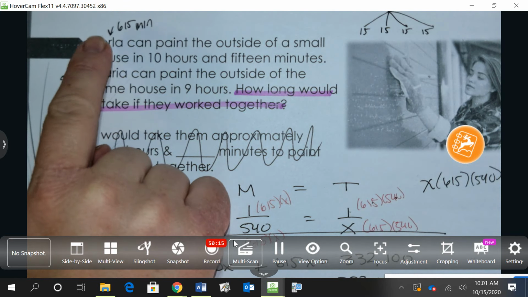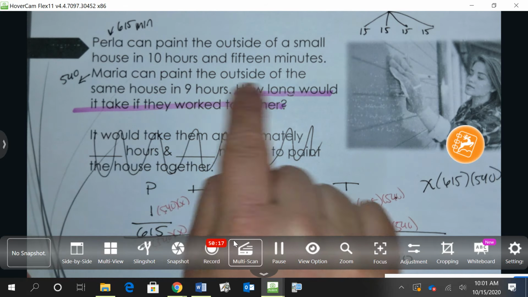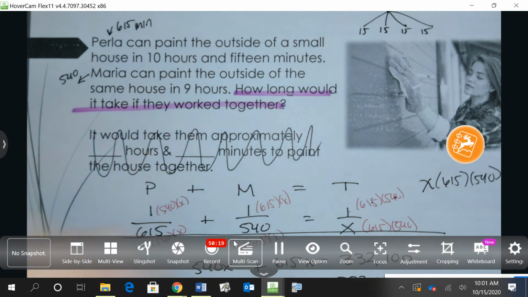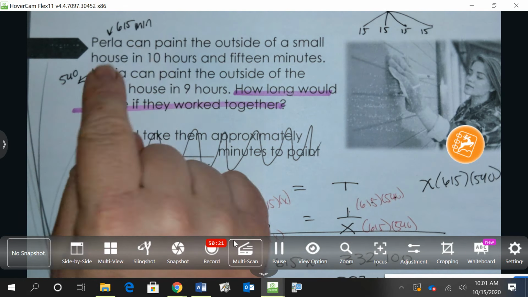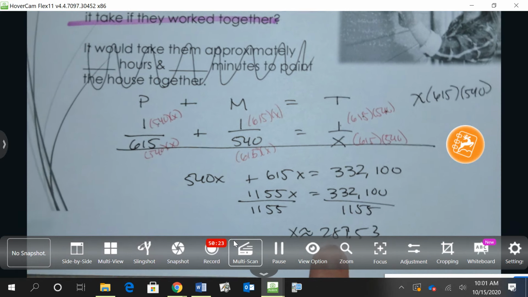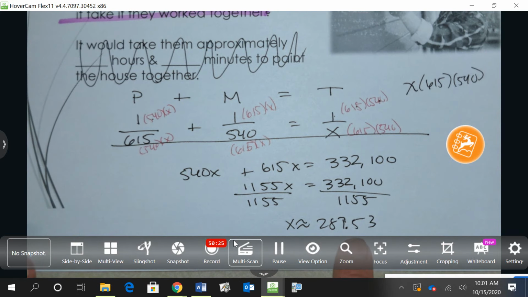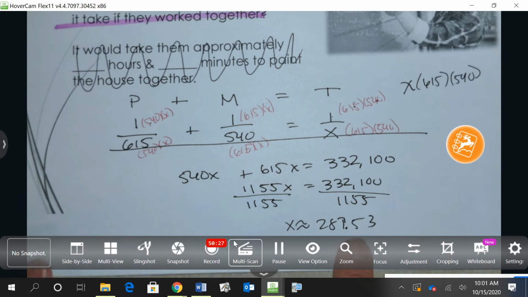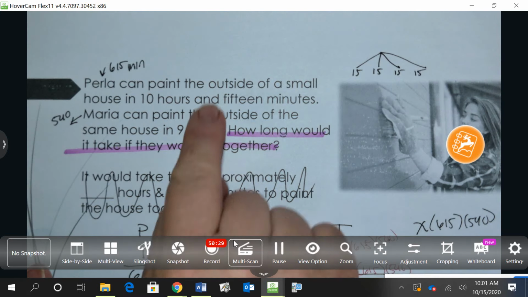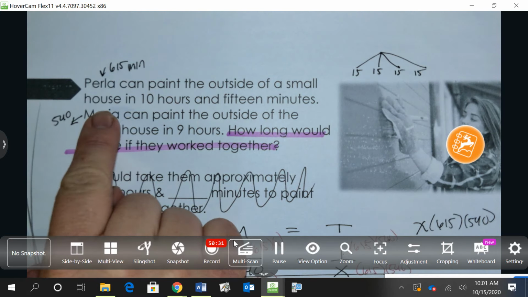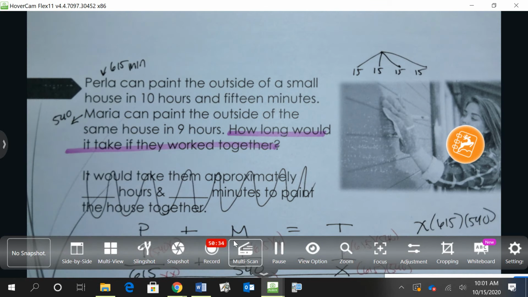Together, as a sentence, it would take, so remember how long together. So who are the individuals? Together, it would take Perla and Maria approximately 287 minutes, remember to say the units, 287 minutes, to paint the outside of a small house. So you've said who are the individuals, what is the task, and how long does it take.